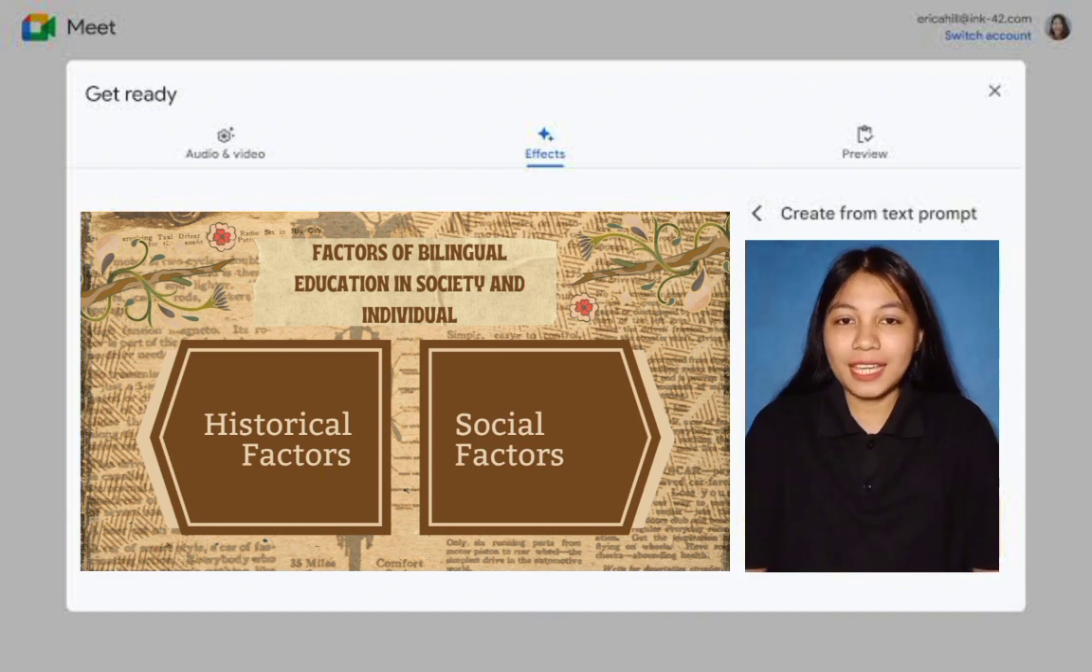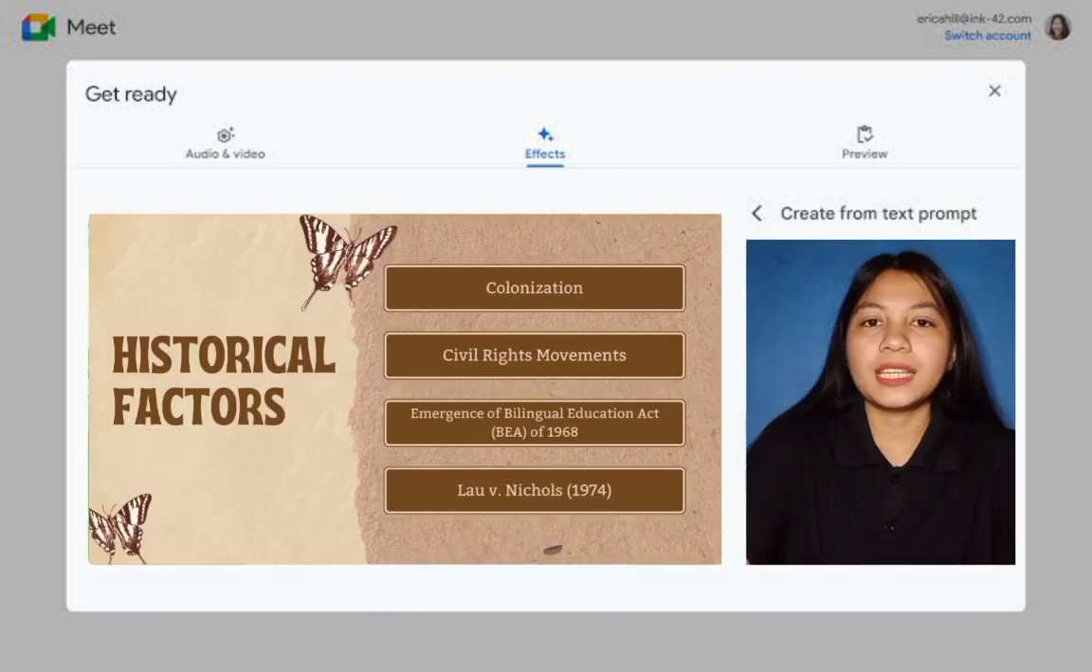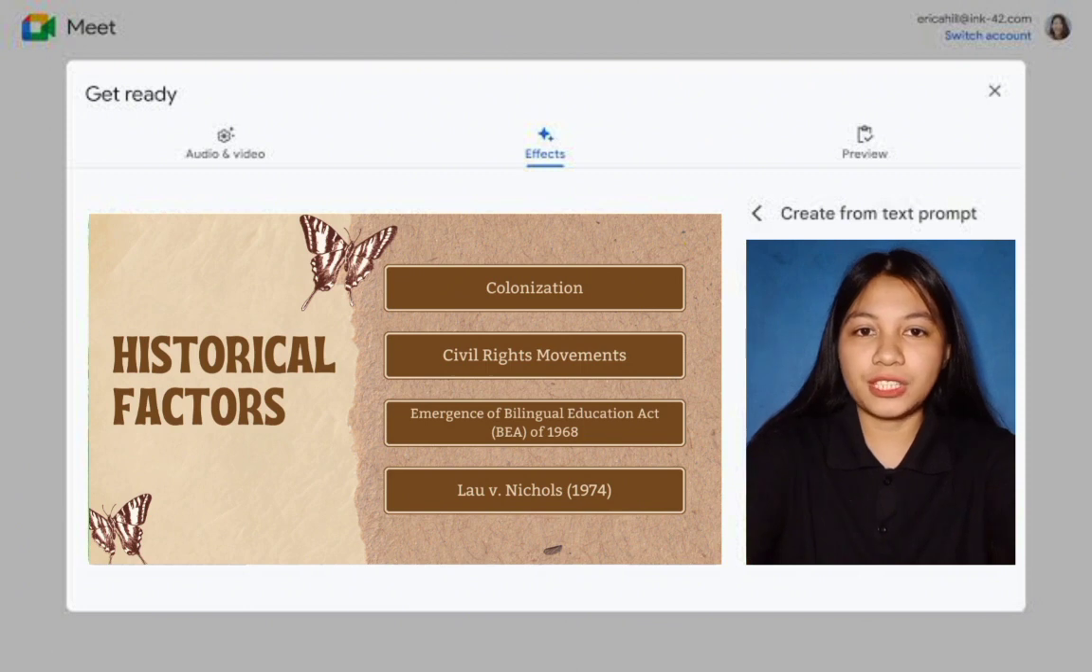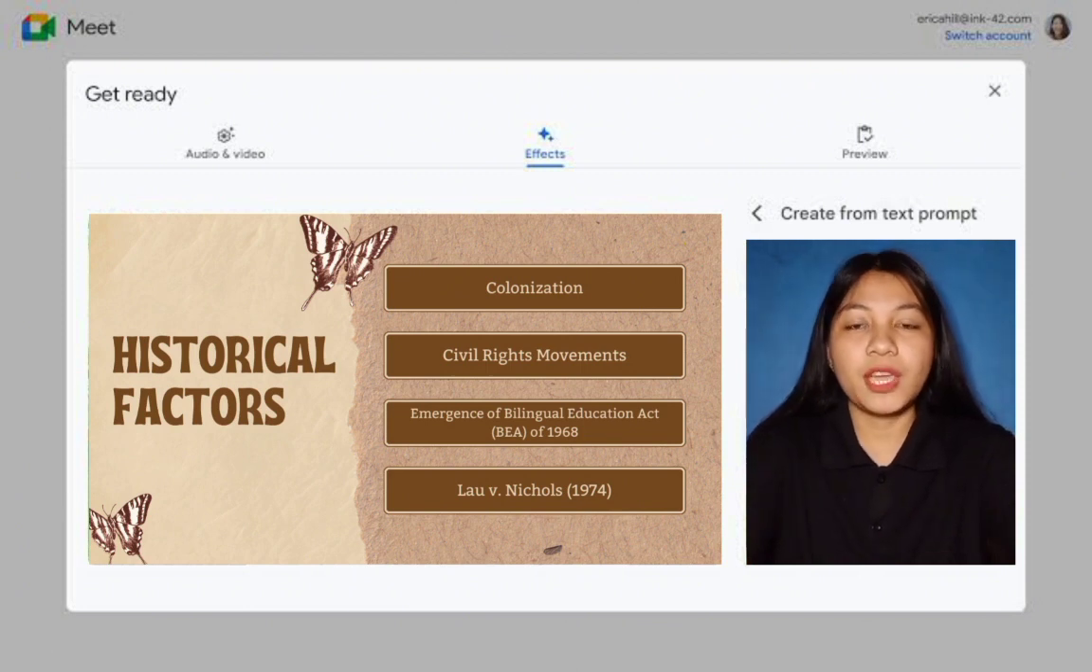For the next slide, here are the two factors of bilingual education in society and individual, and these are historical factors and social factors. Starting with historical factors, which include colonization, civil rights movements, emergence of the Bilingual Education Act of 1968, and Lau versus Nichols of 1974.